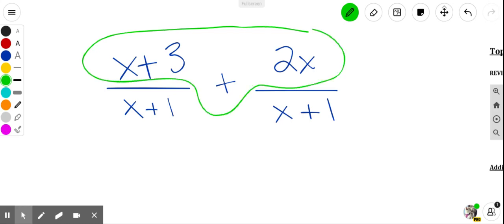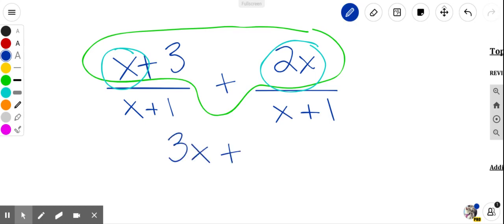So we're really just doing x plus 2x. You want to combine your like terms. So x plus 2x would give us 3x. And then 3 isn't like with anything, so we'll just rewrite that. Remember that when you're adding, the denominators do not change. They stay the same. So you have this after you add the top.